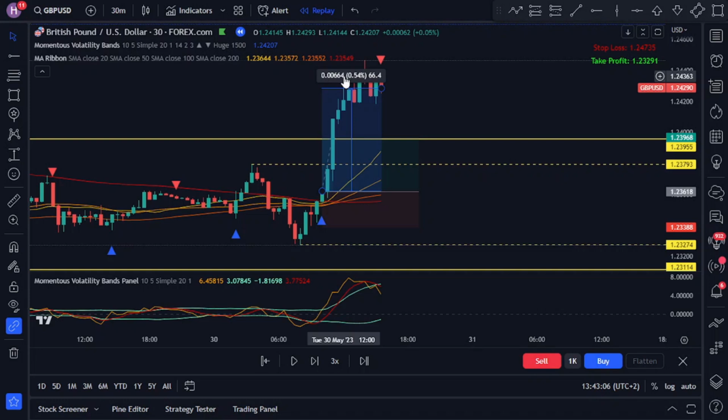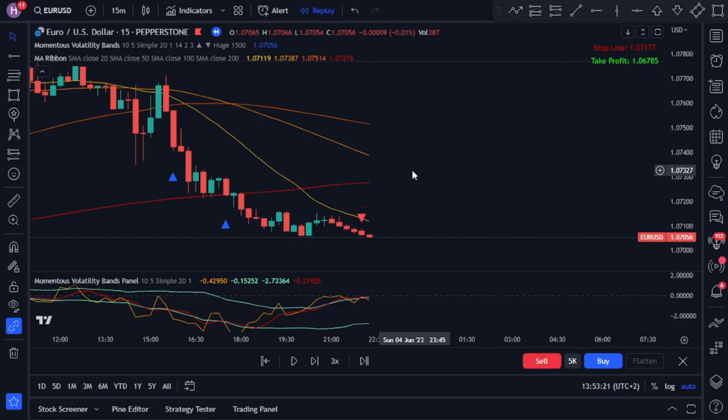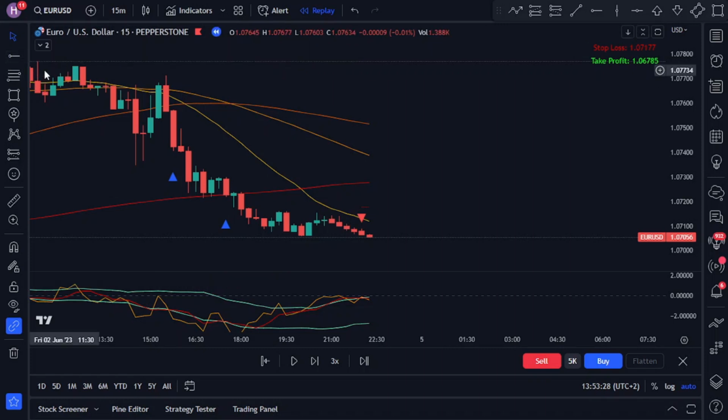Let's take a closer look at another trading example and what sets our Momentous Volatility Bands apart from the others. On the chart, we have the euro against the US dollar, this time on the 15-minute time frame. And for a sell trade, firstly, the rate of change, which is yellow, and the moving average on the Momentous Volatility Bands needs to have been in the overbought area. Additionally, the rate of change line needs to cross the moving average line in a downward direction.